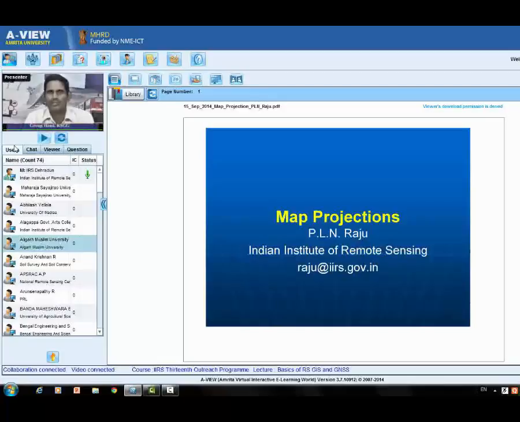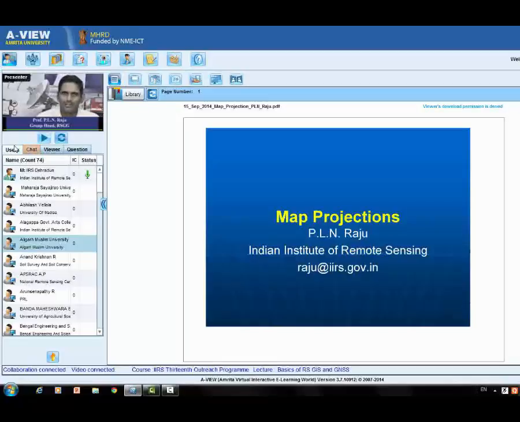So normally, when we talk about any project, like national level projects, they initially specify these requirements. What is the framework we are going to use, and then accordingly you start preparing your maps. So map projection plays an important role.